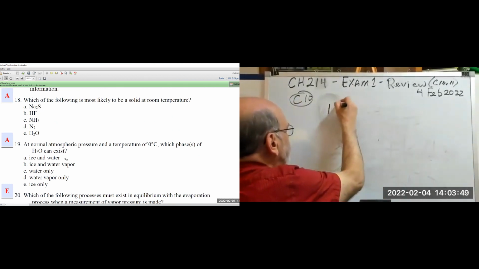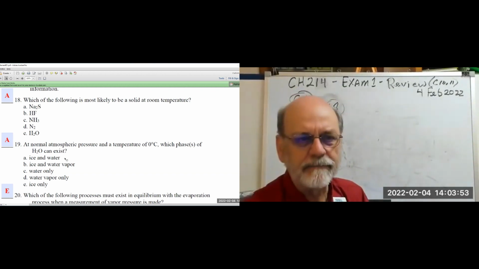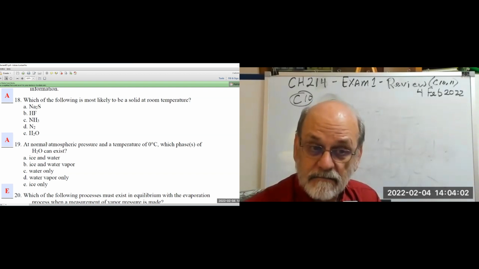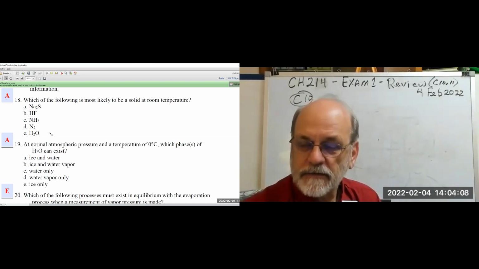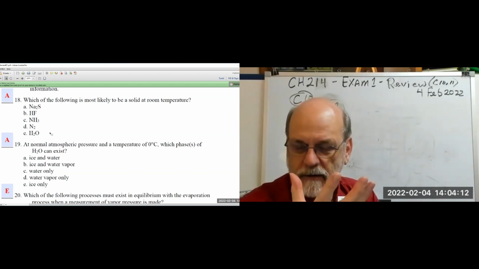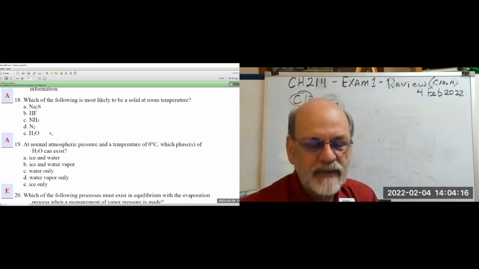How about 18? Yep, 18. Which of the following is most likely to be a solid at room temperature? Well, in this case, we want the one with a strong intermolecular force, something that holds it together.